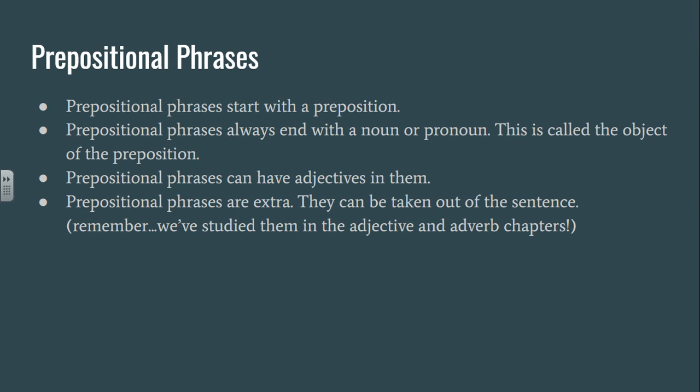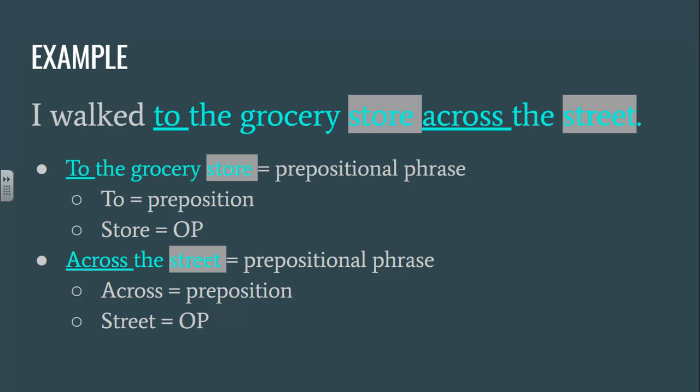Okay? Here's another example. I walked to the grocery store across the street. I have two prepositional phrases, to the grocery store and across the street. In the first one, to is the preposition and store is the object of the preposition. And in the second one, across is the preposition and street is the object of the preposition.